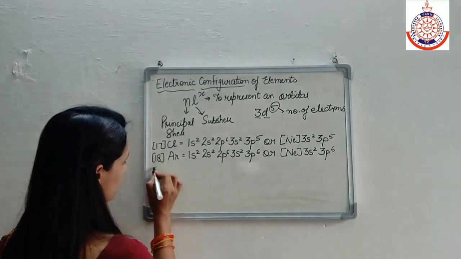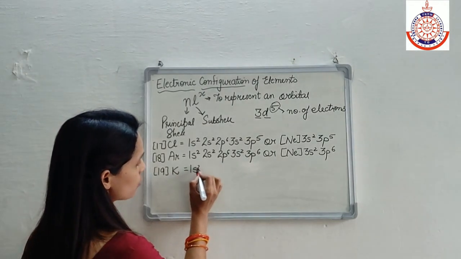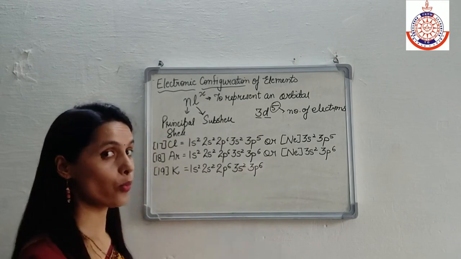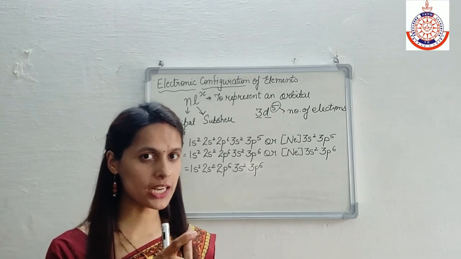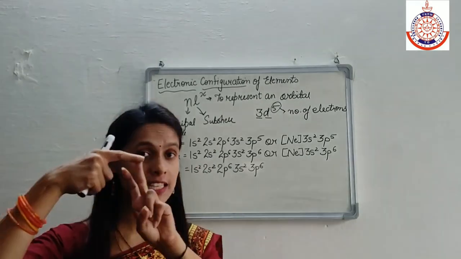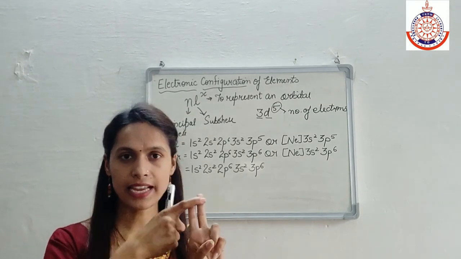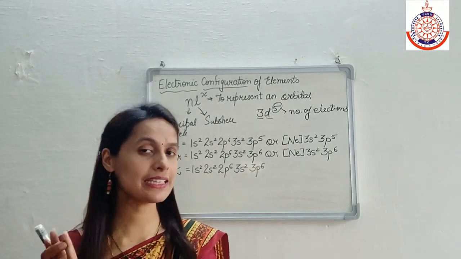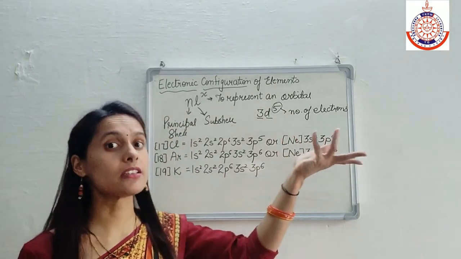Now we'll deal with potassium. Potassium is 19. Now 19 means 1s2, 2s2, 2p6, 3s2, 3p6. Now where will the last electron go? In the first shell we have only the s subshell and one orbital. In the second we have s as well as p subshell. In the third we have s, p and d subshell. And in the fourth we have s, p, d and f subshell. So it is obvious that after 3p, 3d will come.